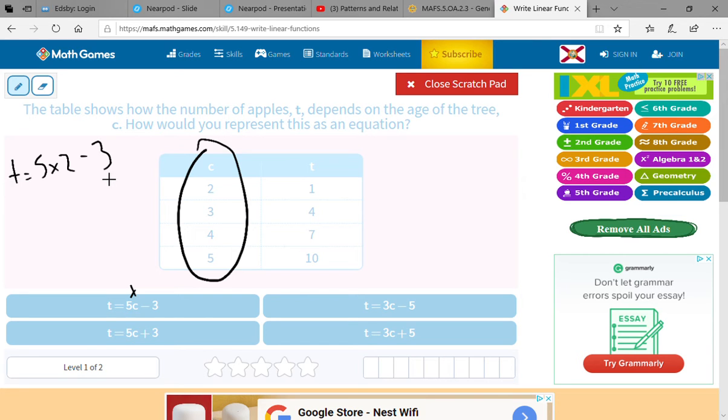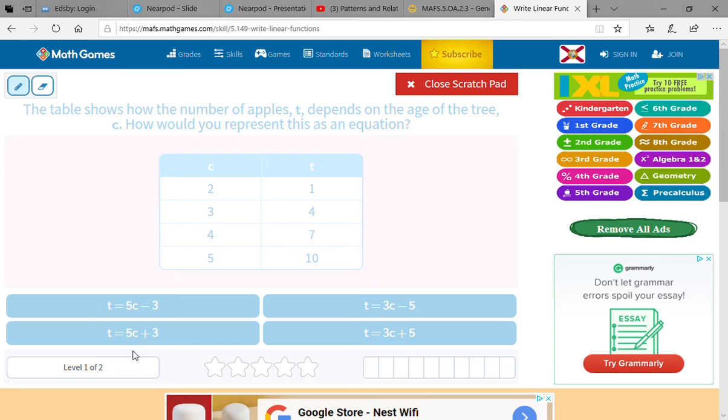Now we know from PEMDAS that we need to solve the multiplication first, so I'm going to put parentheses around that, and I get T equals 10 minus 3. So that's T equals 7. Now I put 2 into this equation, and when I use this equation, I'm supposed to get that T equals 1. This equation does not give me 1, it gives me 7. So this equation is not right.